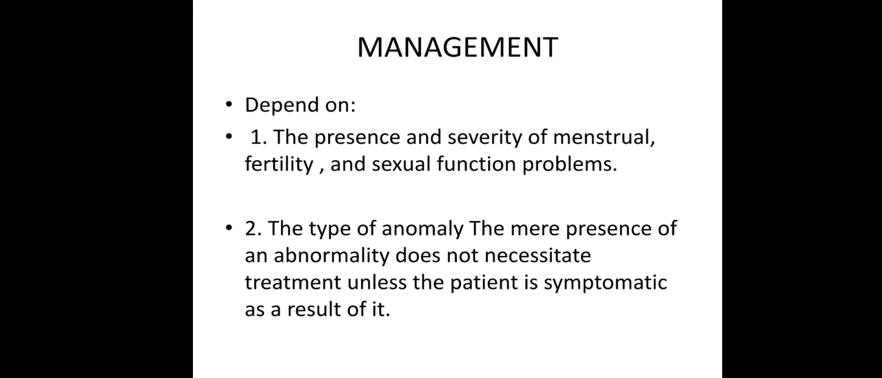Management depends on the severity of the menstrual, fertility and sexual function problems. Some of them may not require any management. If she's got a bicornuate uterus, she's getting pregnant and is able to complete her family, it doesn't require any treatment. So it depends on the presence and severity of the problems and the type of anomaly. Again, like we said, unless there is a symptom, you don't have to treat it.